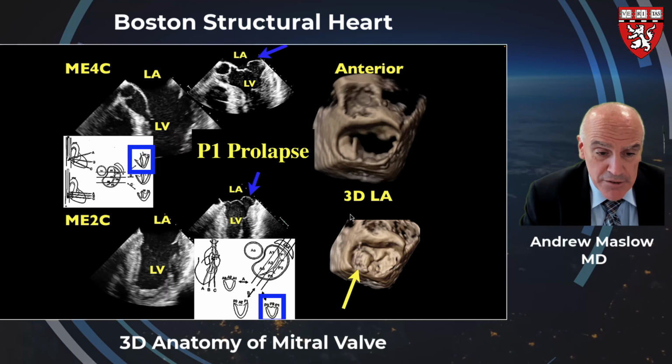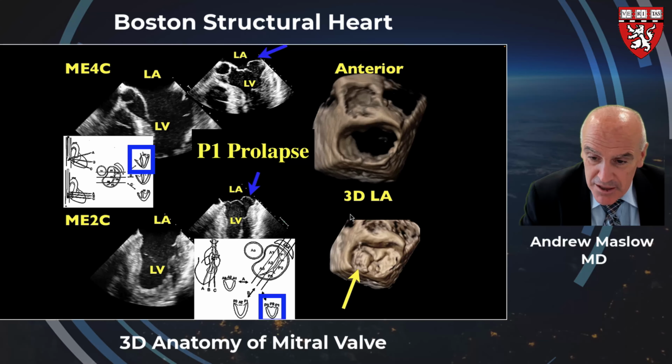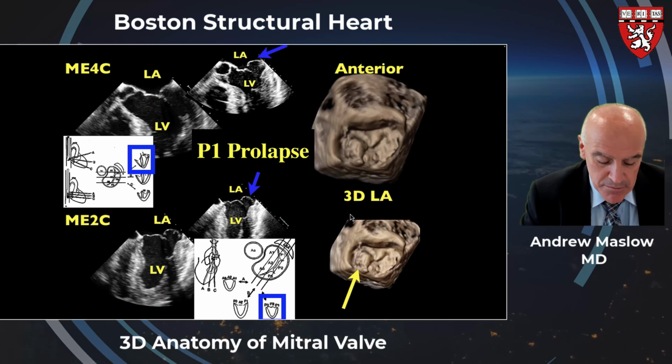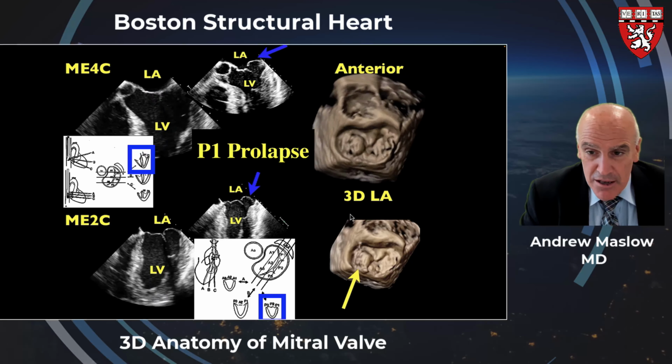In the bottom left is a bicommissural view, and that seems a bit more clear that is the lateral scallop that's prolapsing in view. So in this case, and consistent with the data from the study, the bicommissural view seems to be the most accurate view to identify the defect.